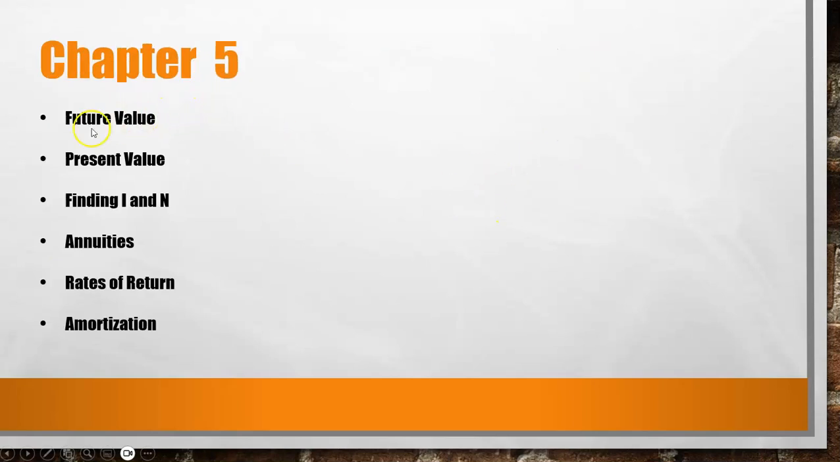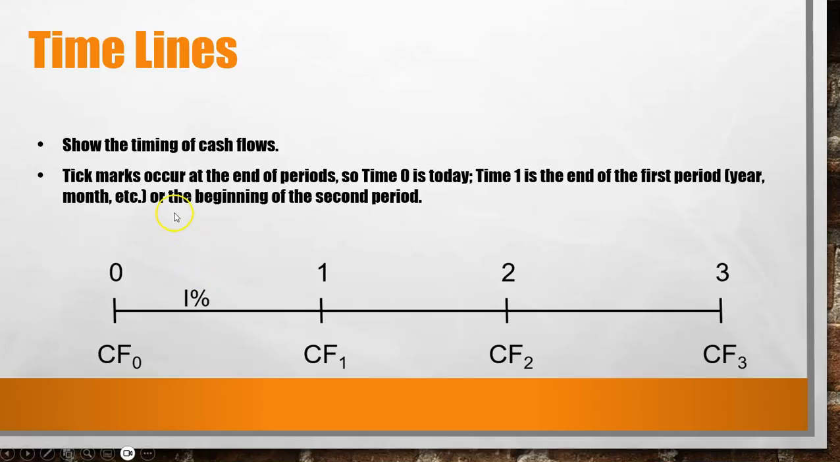Chapter 5, we're talking about future value, present value, finding interest and time, annuities, rates of return, and amortization. I'm going to talk real fast, so feel free to pause and rewind here. Timelines, showing the timing of payments, so if you get the payment at the beginning or at the end of a period.